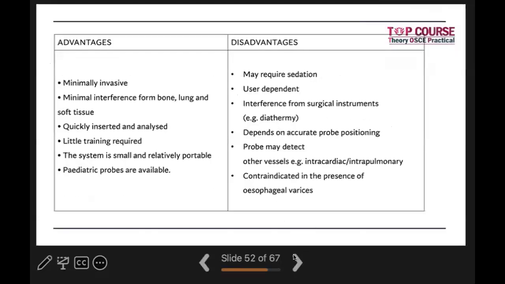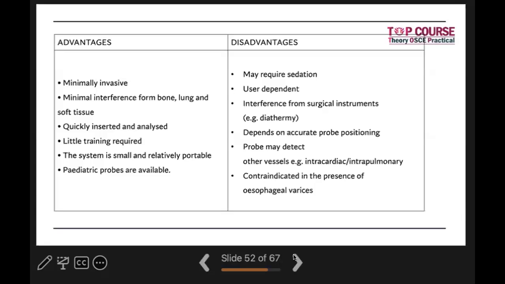So what are the advantages? Of course, it is minimally invasive. Only minimal training is required. And there is minimal interference from the thorax, bone, lung, soft tissue, which could be a major factor with respect to transthoracic echo. It can be quickly inserted and analyzed. And the system is small and relatively portable, and even pediatric probes are available.